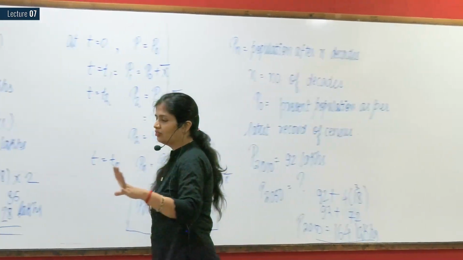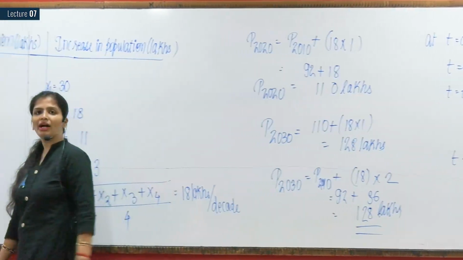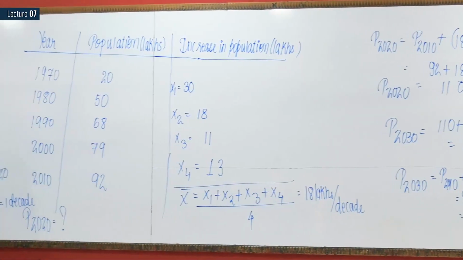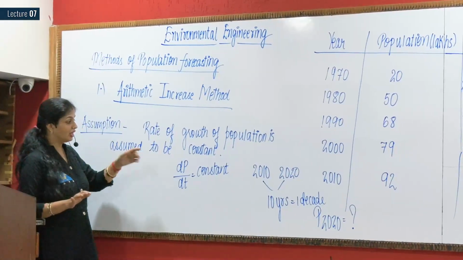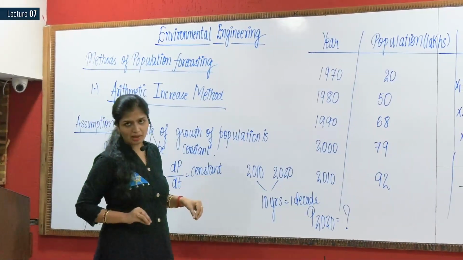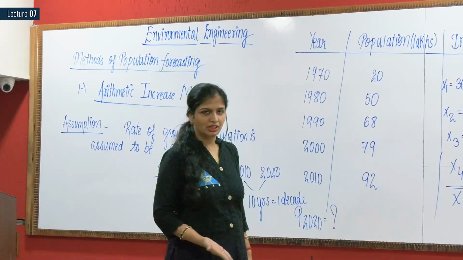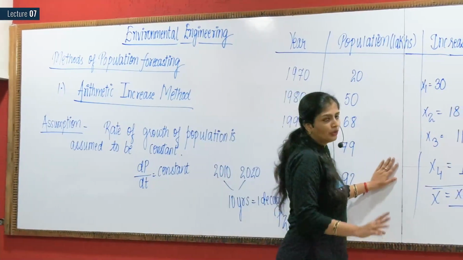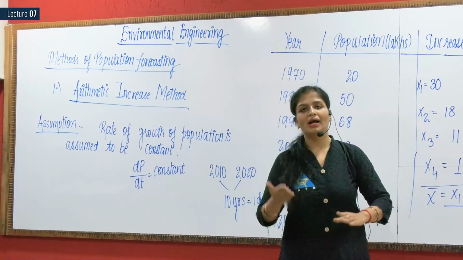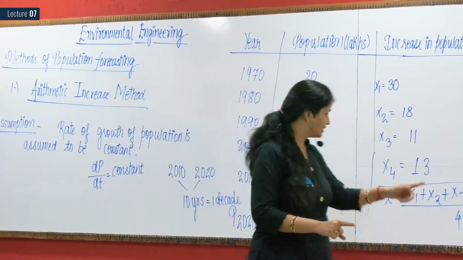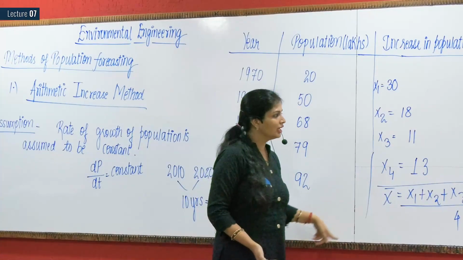So main idea was not to show you the calculation, but the whole expression, the whole format in which we do arithmetic increase method. And what we assumed here is that dP by dt is constant. But if you'll ask me that, ma'am, is it actually happening? No, it doesn't happen actually, but we assume that it is constant, right? And then I told you here, you calculate the future population by adding the average increase in population to the last known population. Fine. So I did that.